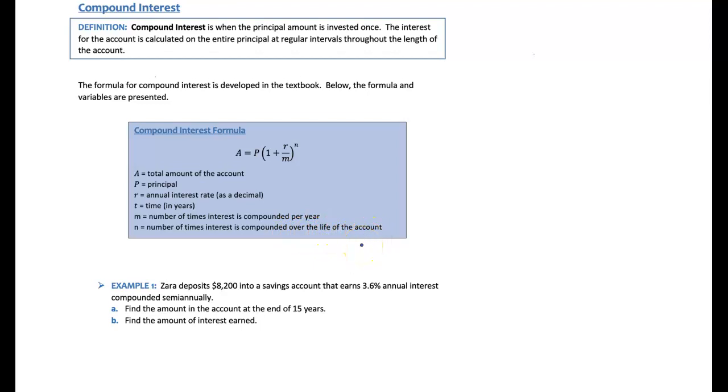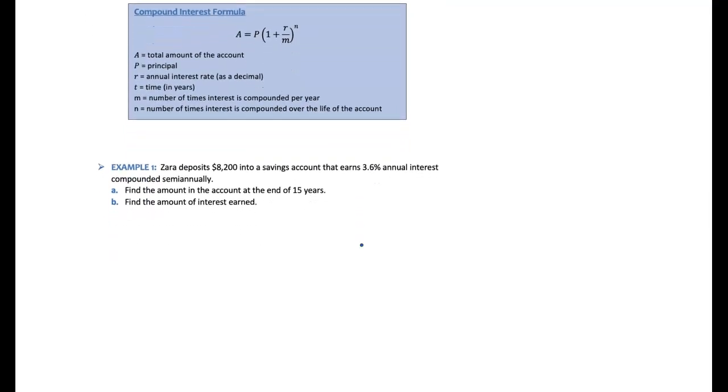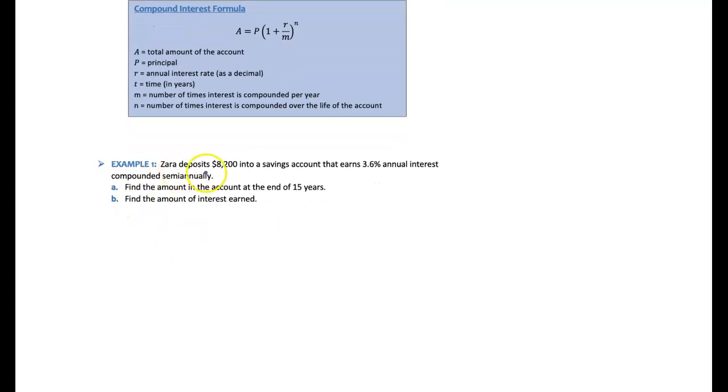Let's take a look at example 1. Zara deposits $8,200 into a savings account that earns 3.6% annual interest compounded semi-annually. Find the amount in the account at the end of 15 years. At the end, we're also going to find the amount of interest that accumulated or was earned. Let's start out with part A.